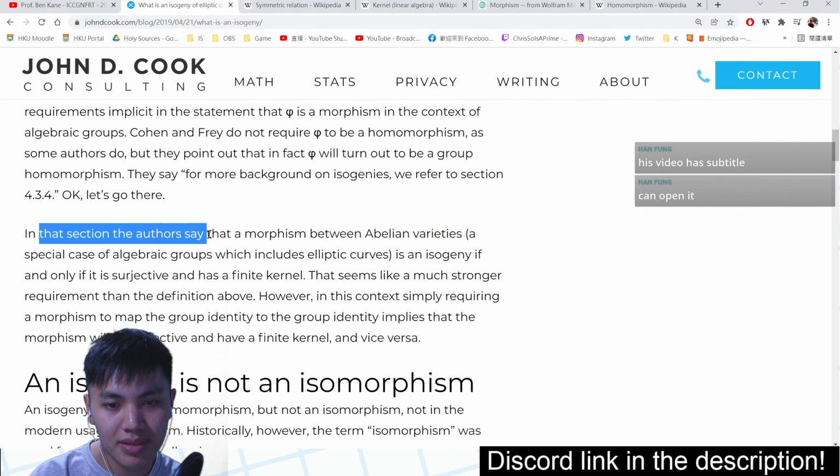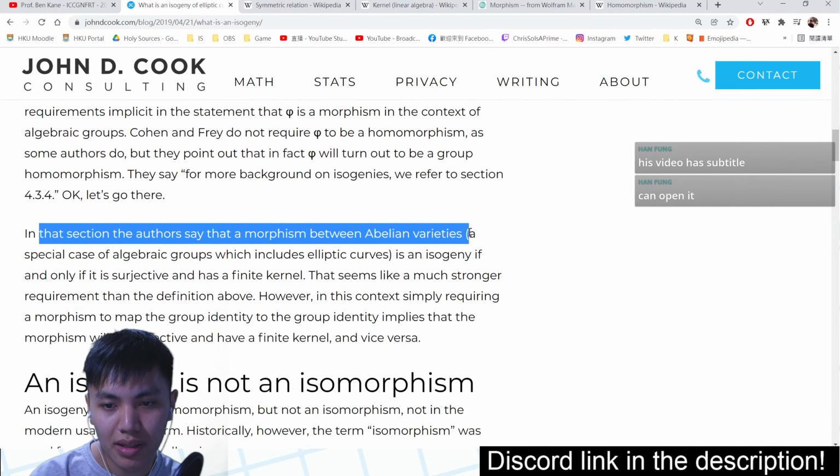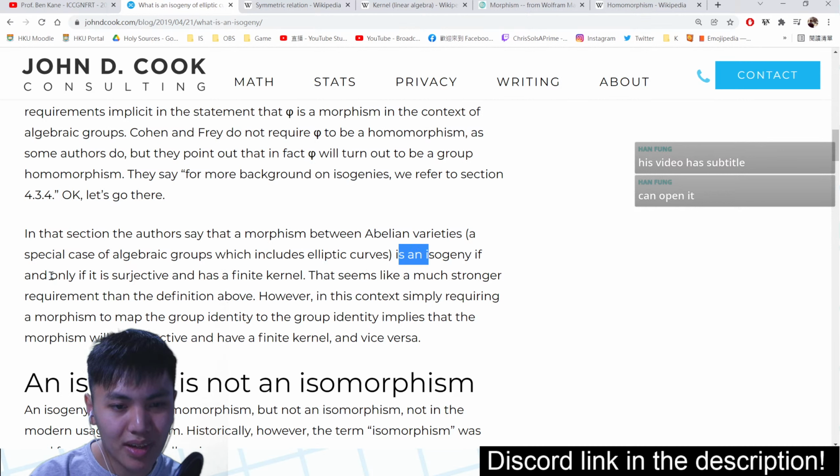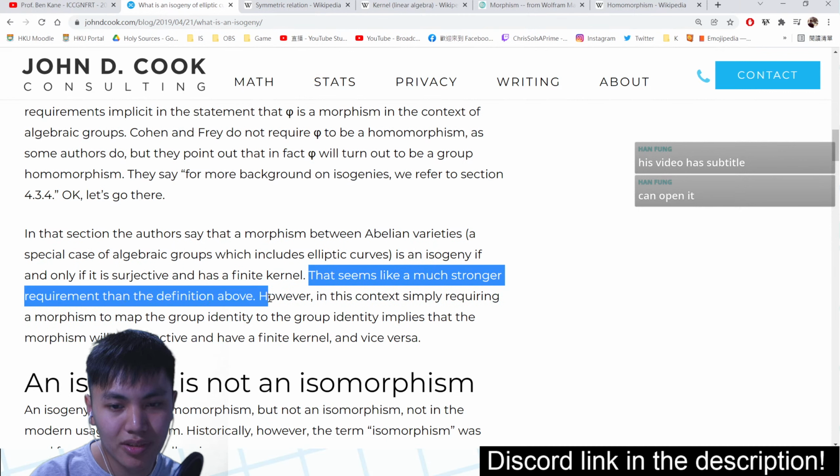In that section, the authors say that a morphism between abelian varieties is an isogeny if and only if it is surjective and has finite kernel. 唔知咩叫 abelian varieties。Abelian 嘅意思我大概知係 A 乘 B 等於 B 乘 A，即係 commutative，但我唔知呢度嘅 abelian 係咪嗰個意思，應該係。What the heck? That seems like a much stronger requirement than the definition above.